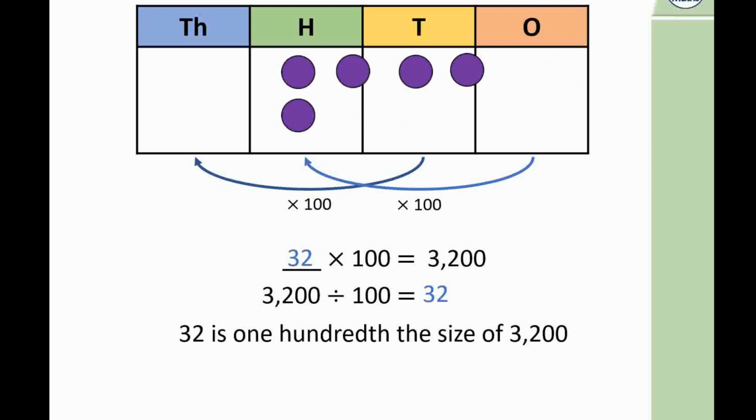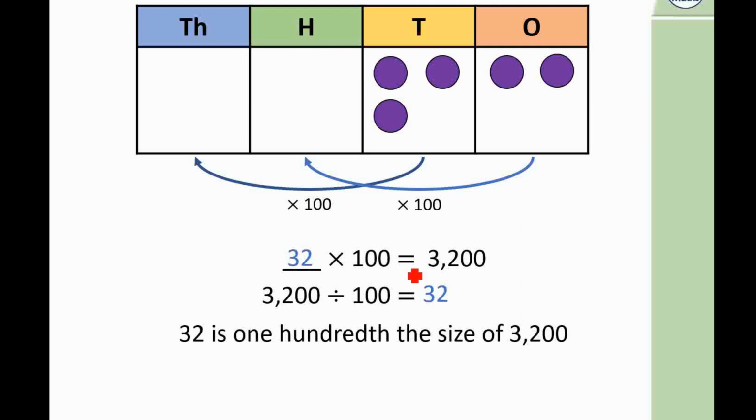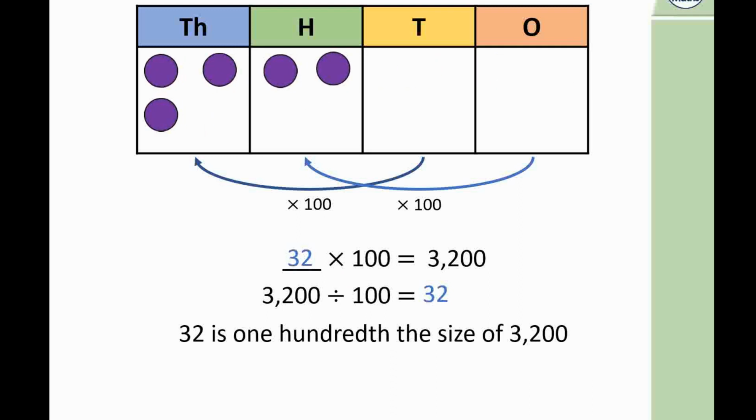If we do it the opposite way, so imagine we're doing this one, 32 times 100, then it has to move up 2 spaces. So we do this, and then we can check that the answer is correct. And yes, it does make 3,200.